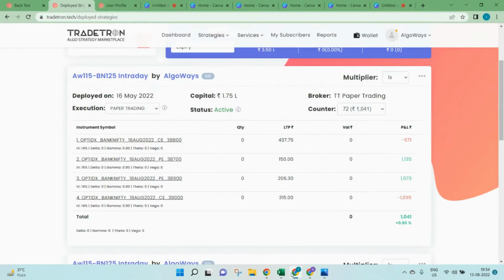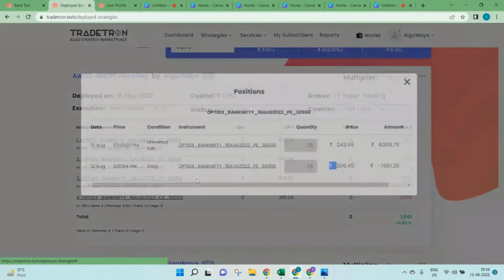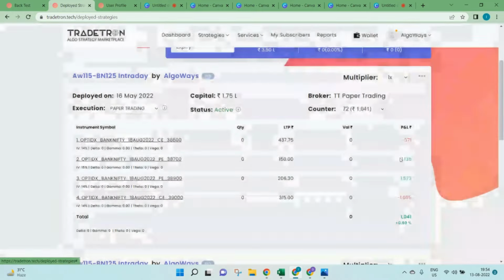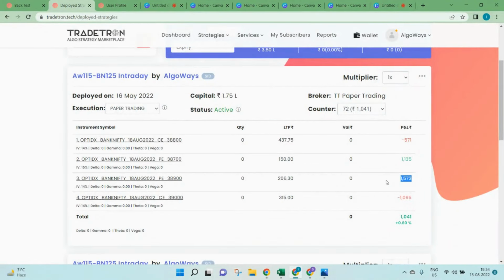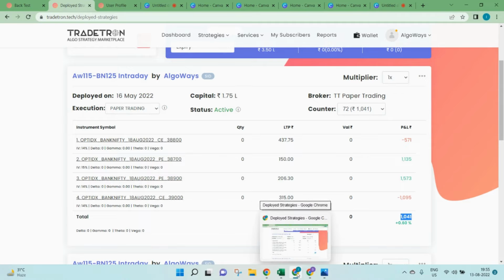So what happened at the end of the day? We gained 1,573 in the put option, and we lost 1,095. So put together, we gained 1,041 rupees in the entire day, with one reversal coming during the day. Now there is a further improvement in this strategy. See, individually you can think of further improvements as well.